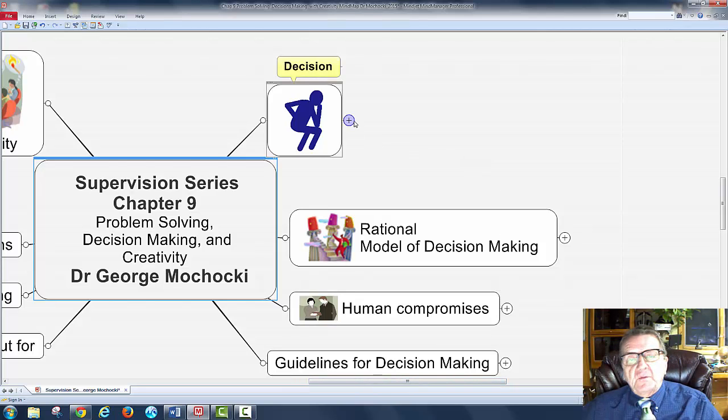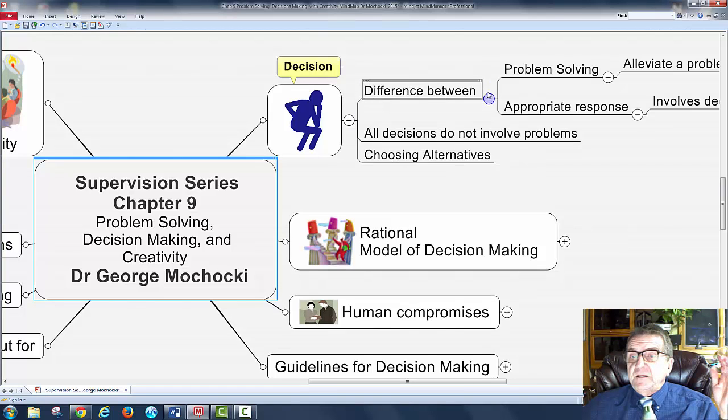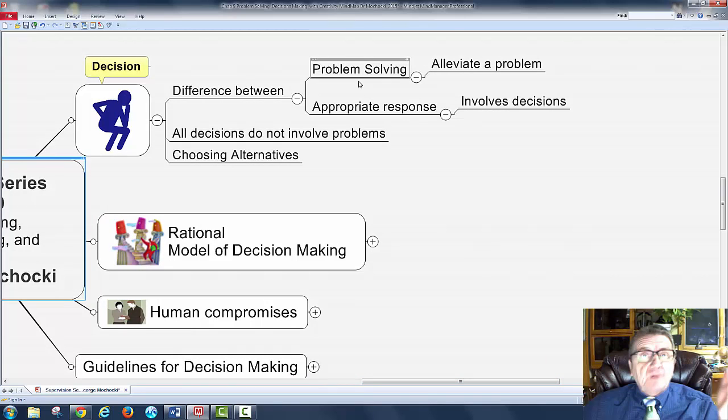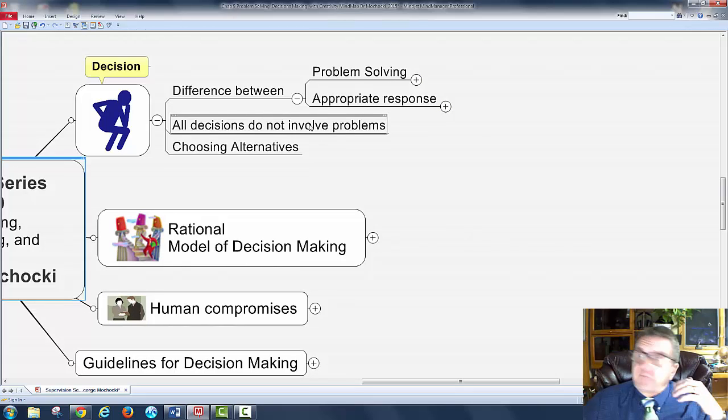Okay, so when we look at decision making, when do I have to make a decision? What's a decision? When I look at decisions, it's the difference between problem solving, to alleviate a problem. That's why I've got to make a decision. Something's bothering me. What do I do? An appropriate response involves decisions. The other thing is that all decisions do not involve problems.